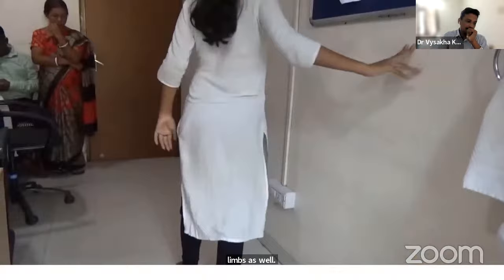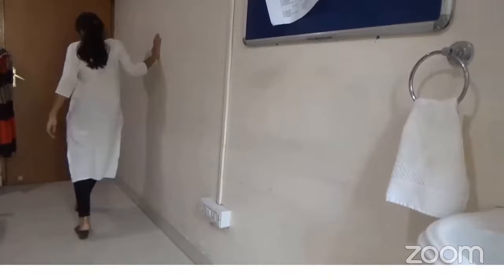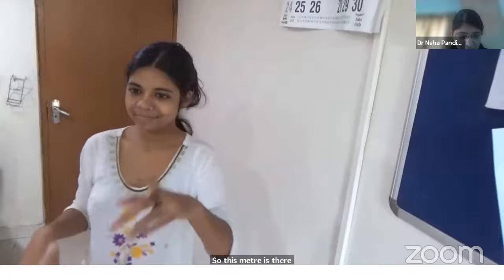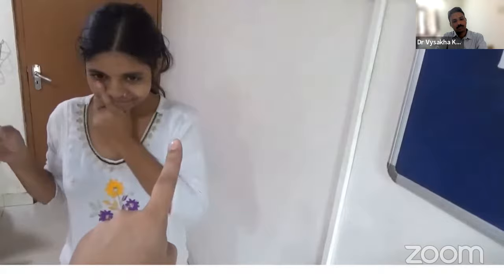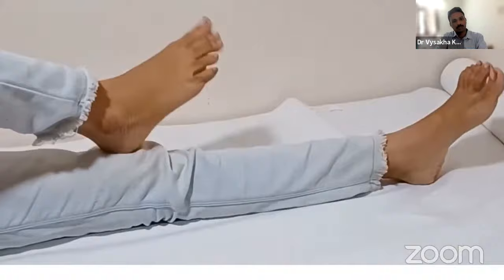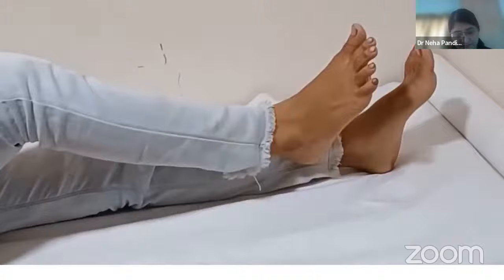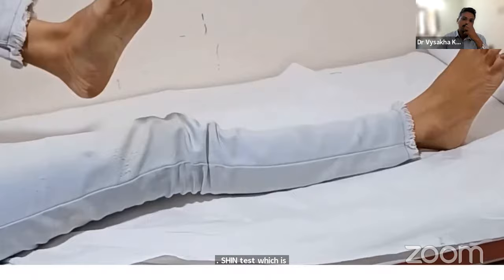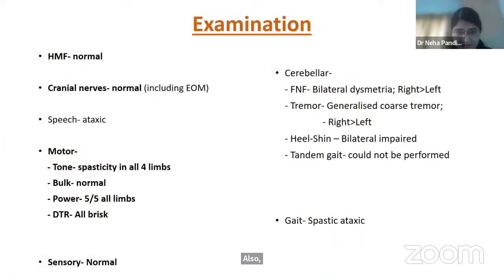So far we are getting a kind of cerebellar syndrome with a little bit of asymmetry, both axial and appendicular involvement is there, with pyramidal signs. Dysmetria is there. Heel shin test is abnormal. Knee jerk is brisk. Also, a little bit of clonus can be seen on the right side. So, this was the examination.